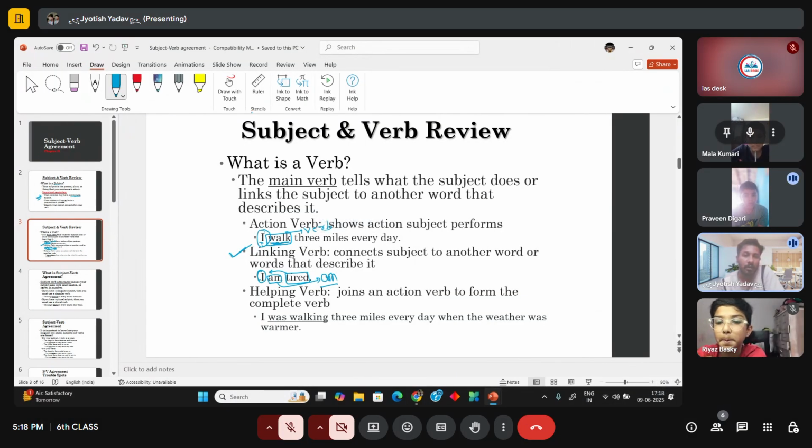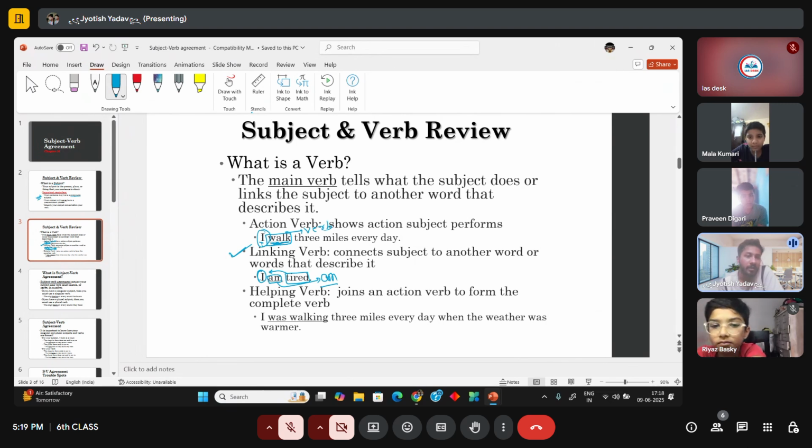Now, helping verb. From the name you get the point that a helping verb helps the action. Here it helps the main verb. It joins an action verb to form the complete verb.